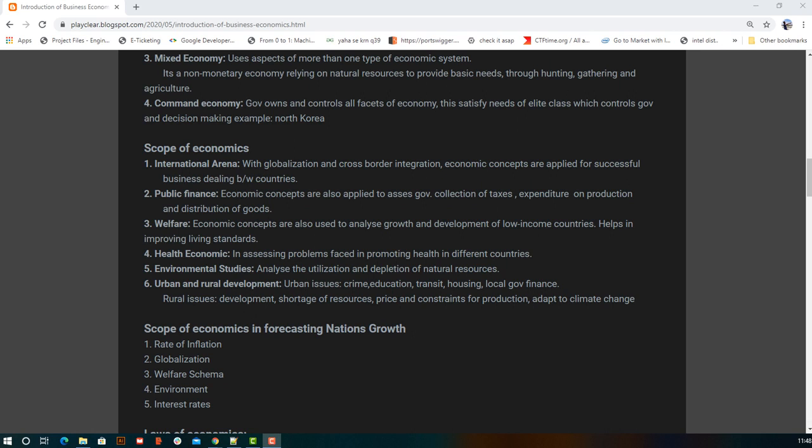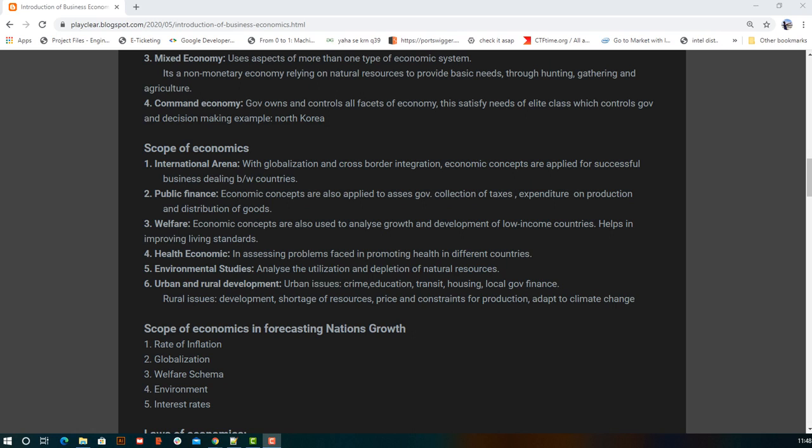Next we have welfare. So here the focus of the government is to improve the standard of living of the citizens of their country. Next we have health economics. So the concepts under health economics assess the current state and the past state, and predict the future state of the medical facilities, or the amount that a person is able to spend on his health. So decisions related to health will be taken in health economics.